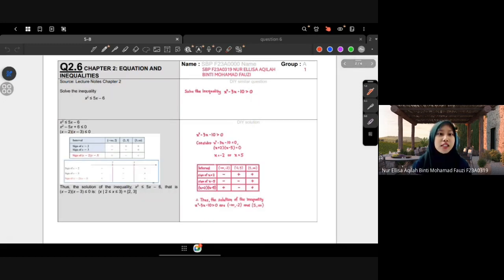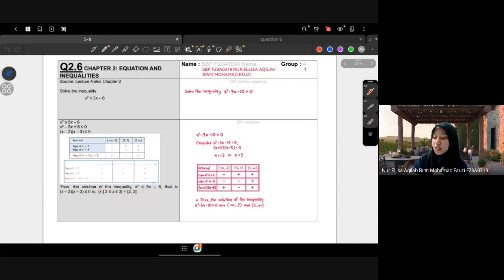So next, for question number 6, questions 5, 6 and 7 are based on chapter 2, equations and inequalities. For question number 6, we will solve the inequality x squared minus 3x minus 10 more than 0. For this inequality, we will first factorize this quadratic expression into two binomial factors, which gives us x plus 2 and x minus 5.